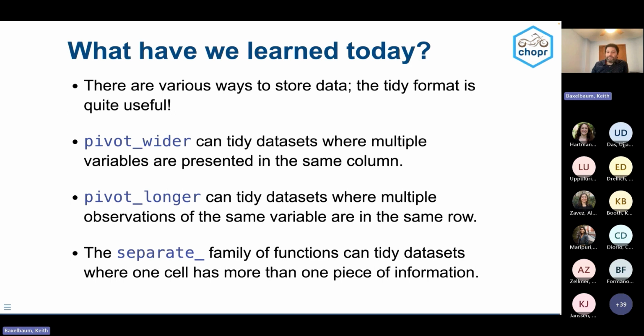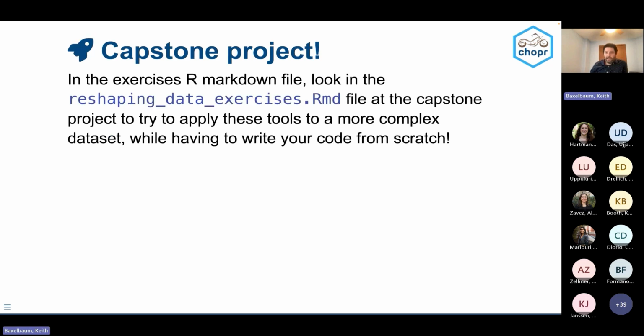And we talked about the separate family of functions, where we can tidy data sets that have more than one piece of information per cell. So if we need to split things out based on delimiters or based on some fixed number of characters, the separate family of functions works really well. These are just a few of the really useful tools in the tidyr package. So if you're trying to figure out other ways to clean up your data, check out tidyr. There's a bunch of other really useful functions within there that can help you deal with some really frequent things that you'll encounter. So I'm going to leave you with one last coding challenge.